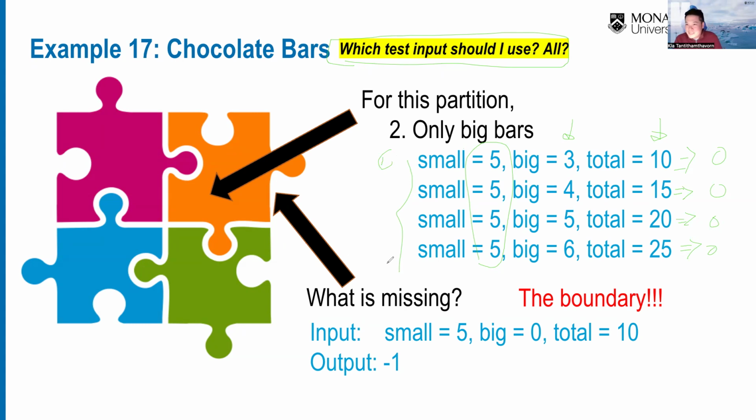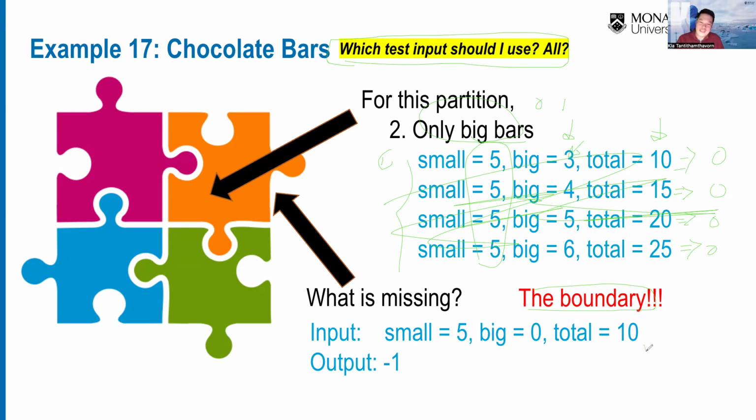Is there anything missing? What about the boundary? Why don't we test the boundary? The boundary of the big bar here is whether we have a big bar or not. Why do we start from 3? It doesn't make any sense. Scratch it. Get it away. Only big bars, it means that we have one bar or we never have the big bar.